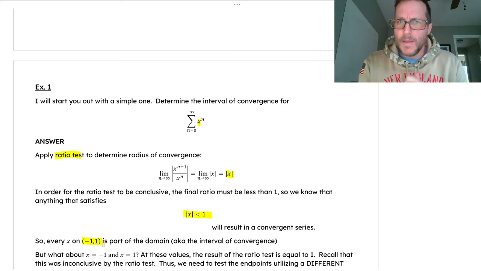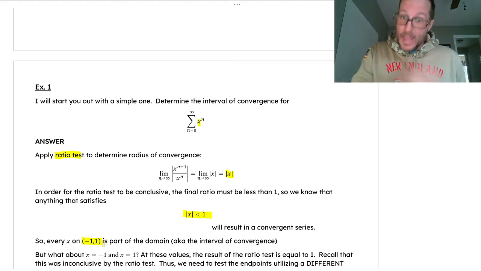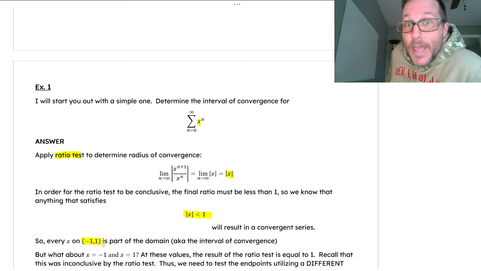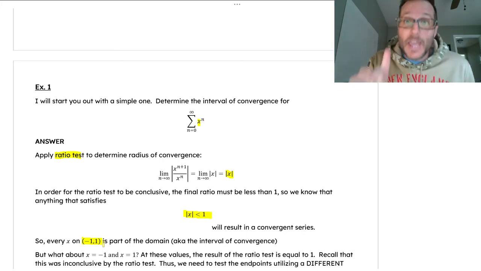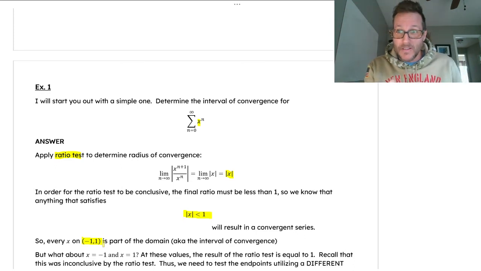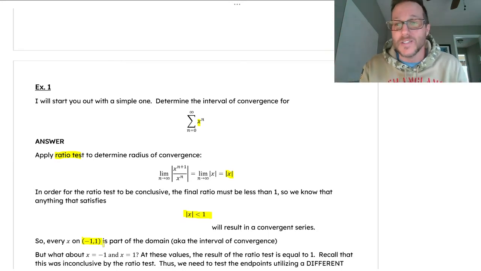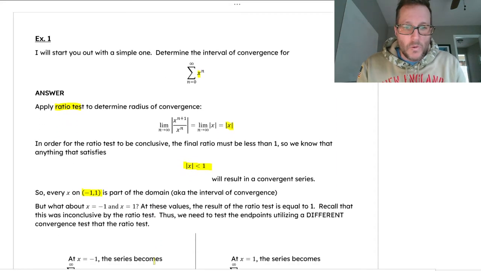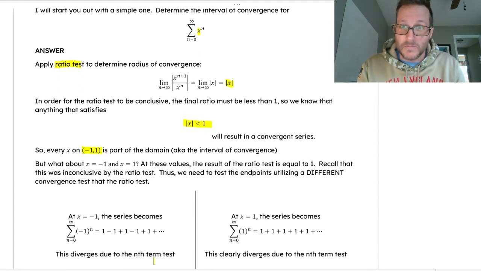But what about the endpoints? Do we include those endpoints? Well, let's see. What's happening at the endpoints? Well, at -1 and +1, substitute that into the absolute value of x. You get 1. And what does that mean by the ratio test? That means nothing. That means we don't know. When we get the ratio test equal to 1, it's inconclusive. So what we need to do is at -1 and +1, we need to go back and see what the series becomes at those values.